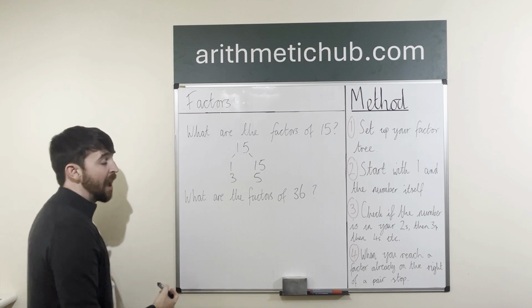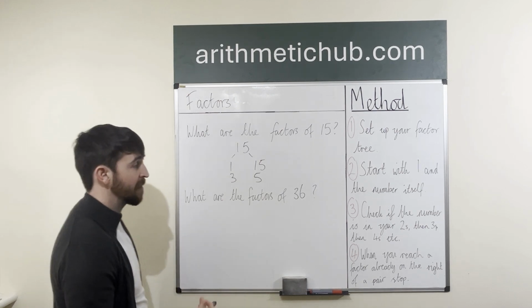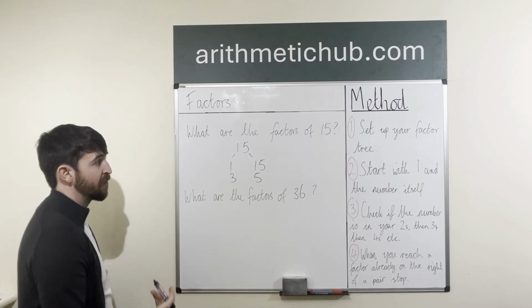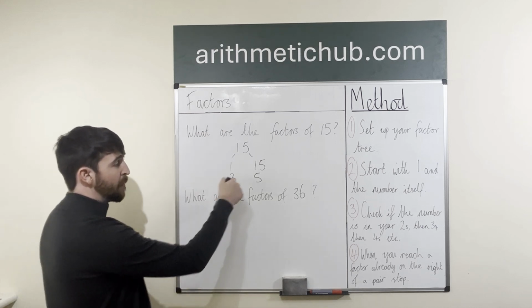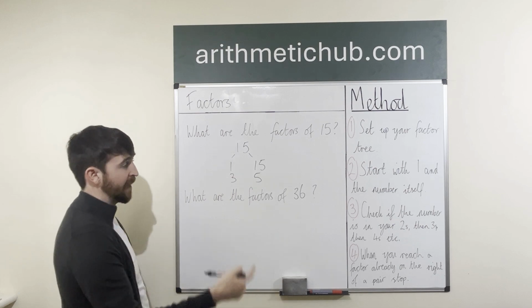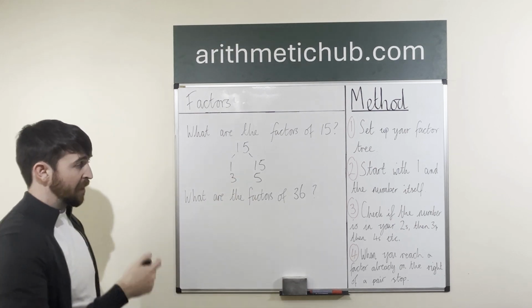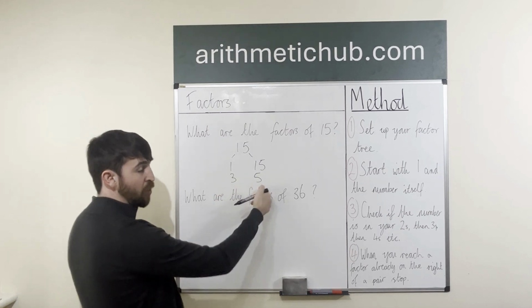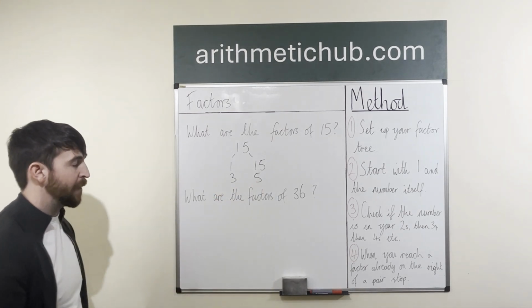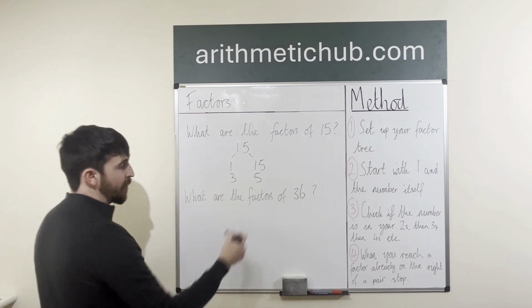That means that I've already used all of the factors, all of the factor pairs to be able to create this number. Okay, because we don't need to write 5 and 3 and 15 and 1. If it turns up on the right hand side, then we've already used this number, so we don't need to write it again. Okay, so let's have a look at the next question.